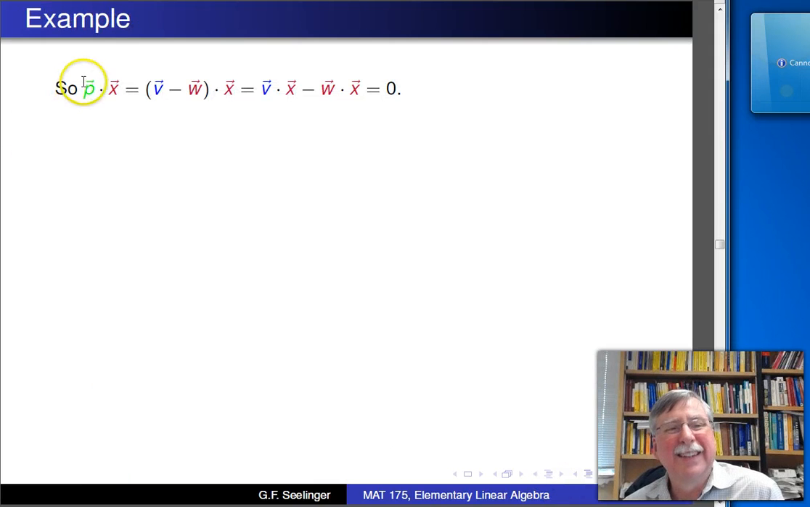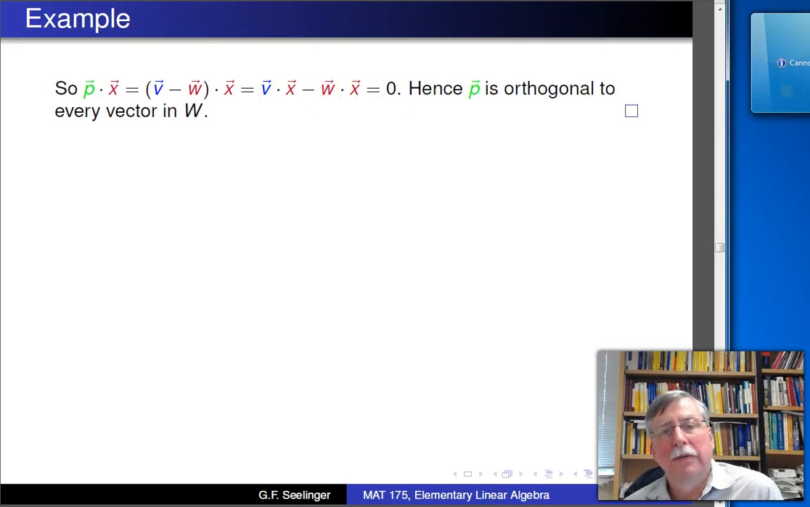So if I take P dot x, that means I take V minus W dot x. I distribute this using the properties of the dot product. Since these things are the same thing, it's 0. So P is orthogonal to every vector in W. So this tells me that every vector in Rn can be written as something in W plus something in W perp.